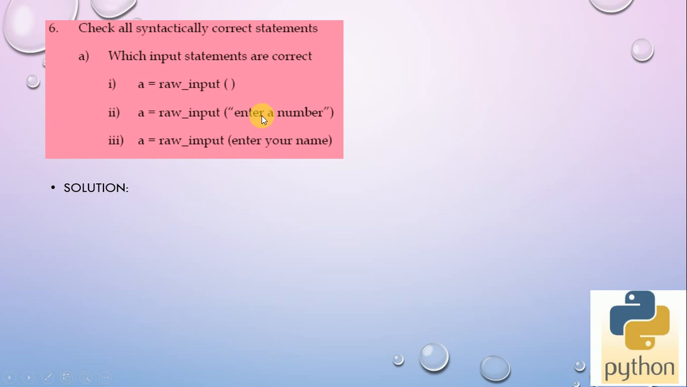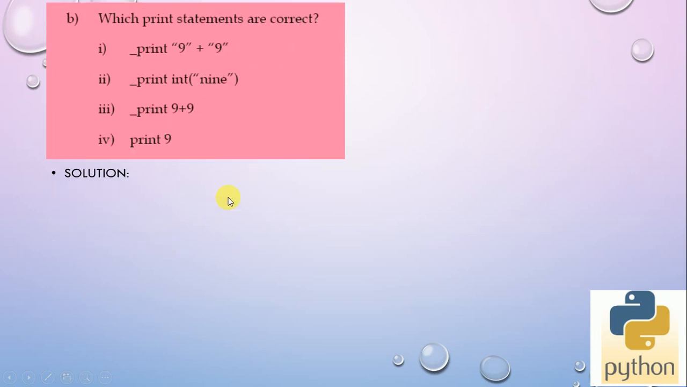The second one is also correct, right? But the third one is not correct. Why? Because in the third one, the prompt is not given as a string. Here in the first case, we are not using the prompt. Prompt is optional. Here we are using a prompt, and it is enclosed or delimited in double quotes. Here it is not enclosed in double quotes. So answers 1 and 2 are correct. 3 is not correct. Clear?